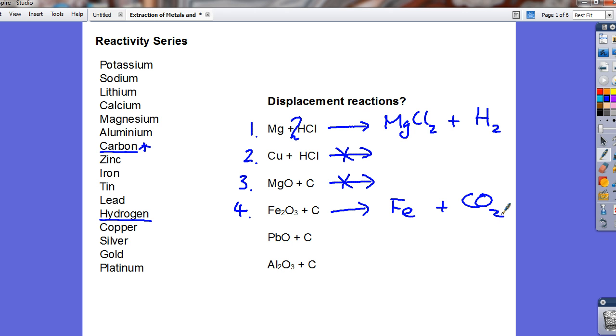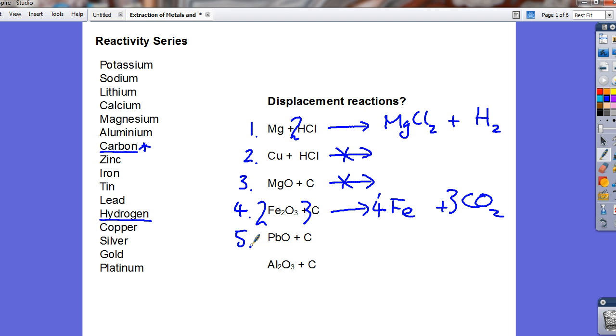And if we're going to balance that, we should make a good job of it. So let's try, well, we've got 3 oxygens here, 2 over here. So let's try putting a 3 there to make up to 6 oxygens, which means we need a 2 there. That means we have 4 irons, and the carbons aren't balanced, so we need a 3 there. So we could use carbon to extract iron out of its ore in practice, and we do.